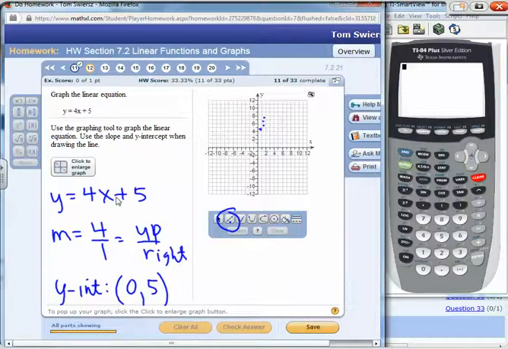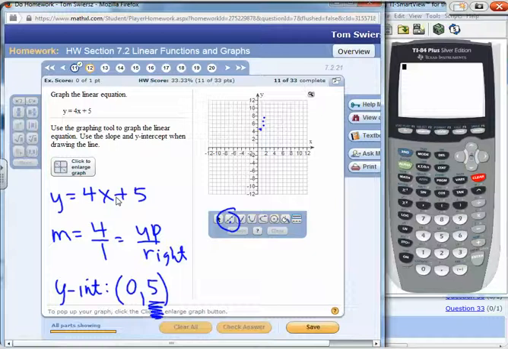You first plot the y-intercept. This is where it crosses the y-axis at that number 5. And then from that point, the slope is 4 over 1. So the vertical change, you go up 4 units and over 1 to the right because it's positive. If it was negative, you'd go down.